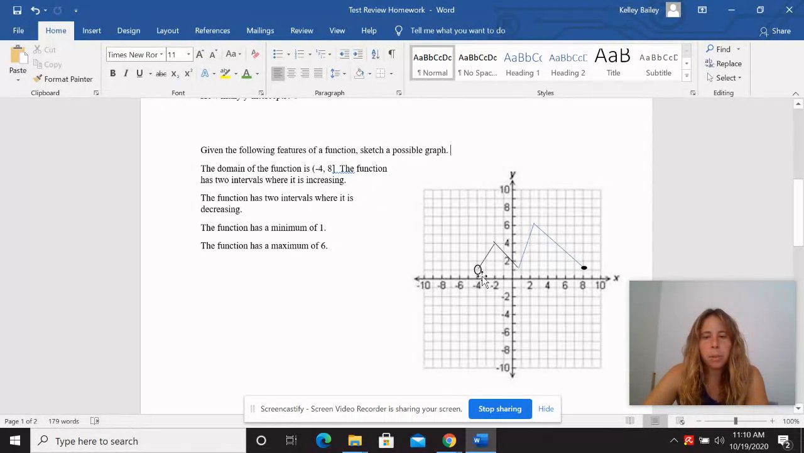So -4, I have an open circle. 8 is closed. And make sure you stay within your range. So I didn't go any lower than y = 1, and I didn't go any higher than 6. And then make sure you have your intervals right. So I have 2 where it's decreasing, and 2 where it's increasing. I'm increasing here and here. I'm decreasing here and there. So that's one example of the graph.